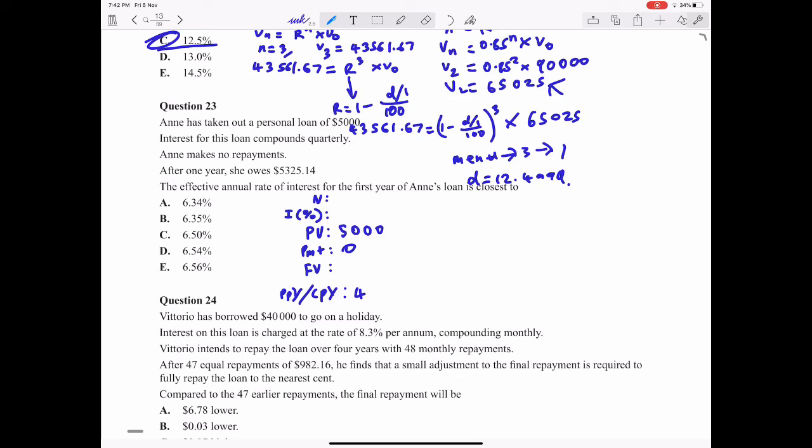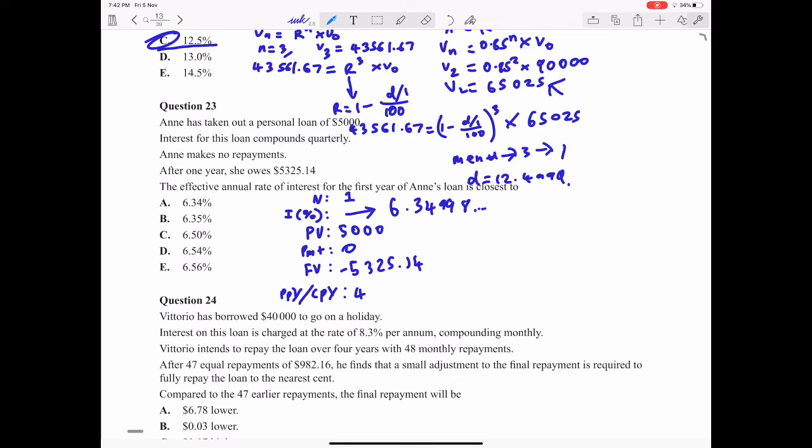After 1 year, she owes $5,325.14. So therefore, after one year, it's 5,325.14, and it's negative because this is money she has to pay back to the bank, or to wherever she took the money from. So then we can find the interest. Put that on your calculator, and you'll get 6.34998. That's the annual interest rate.